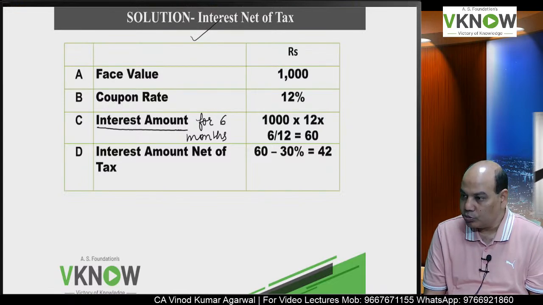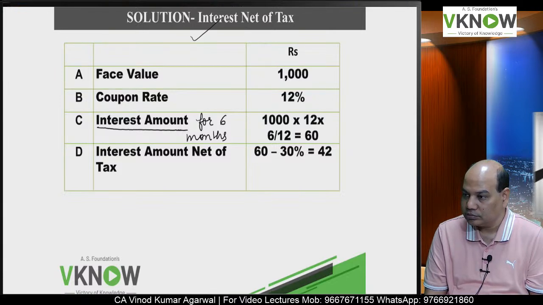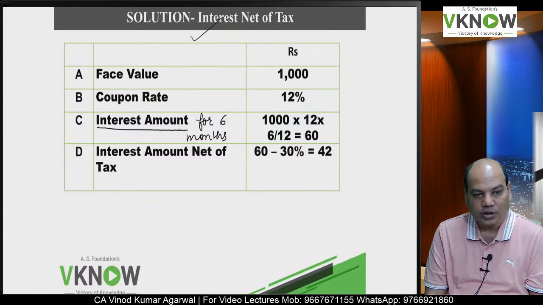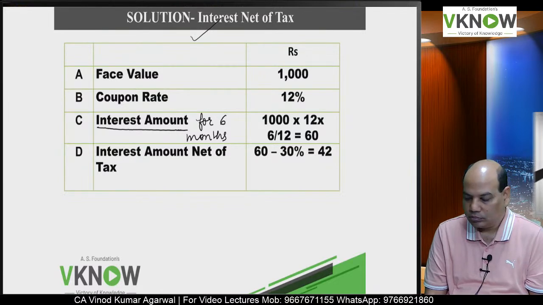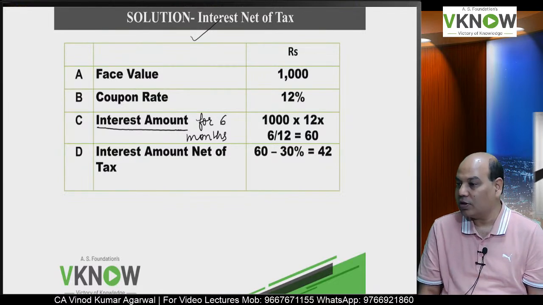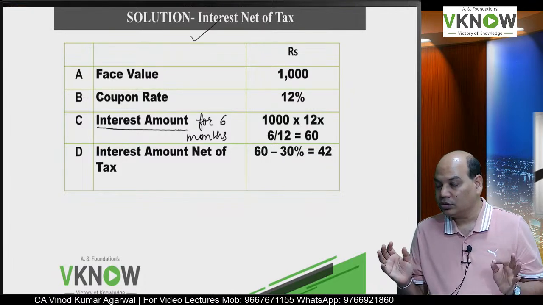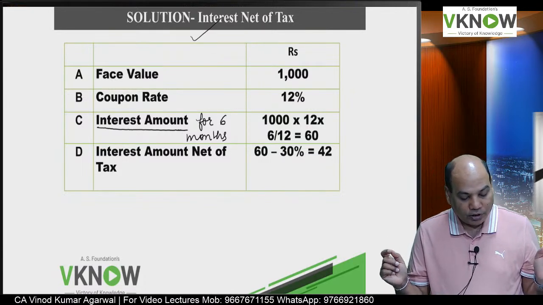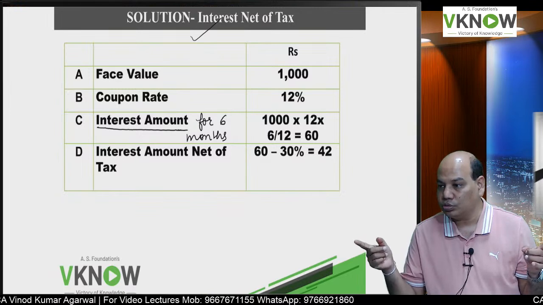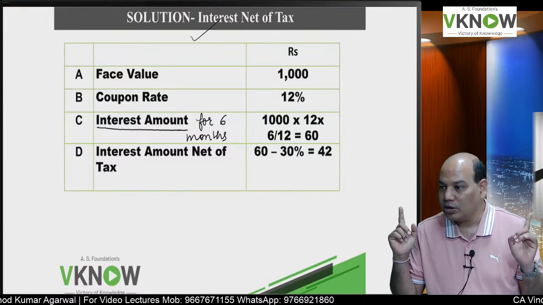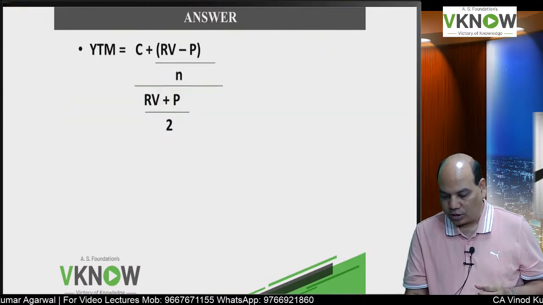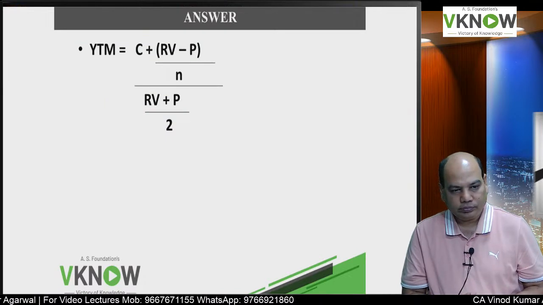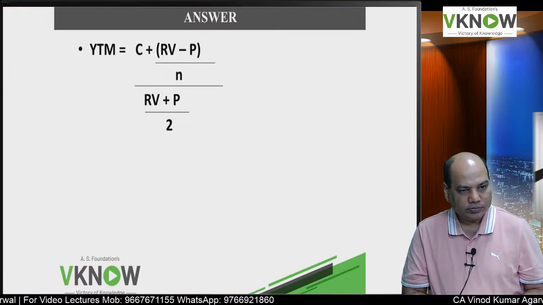Okay, but you have to pay tax also on that. So interest amount net of tax is 60 minus 30%, which is 42 rupees, and it is a semi-annual bond. So the number of half years will be 5 into 2. Write down the formula.